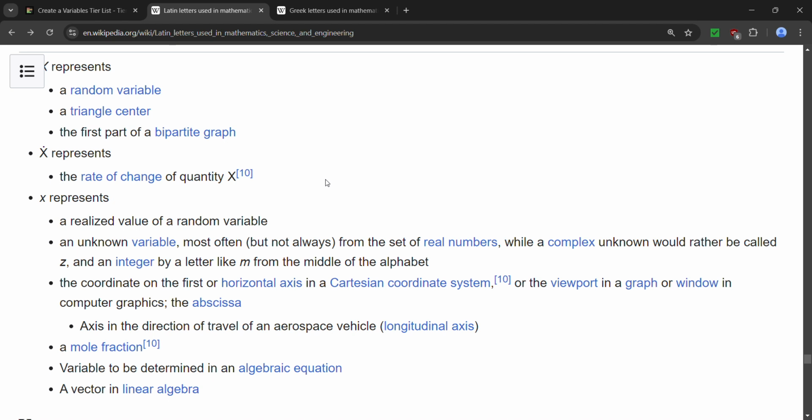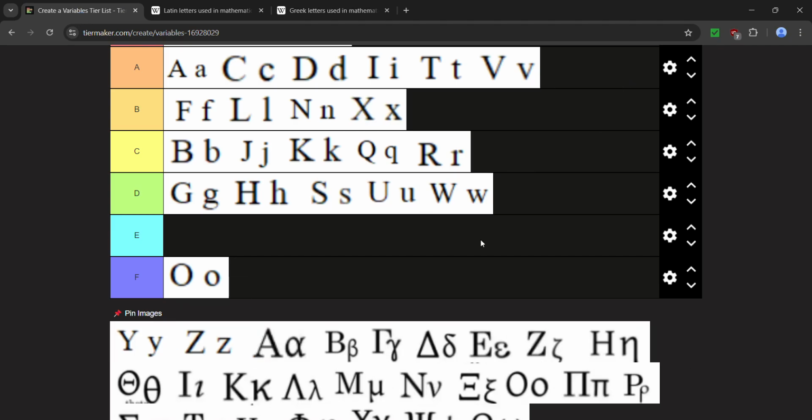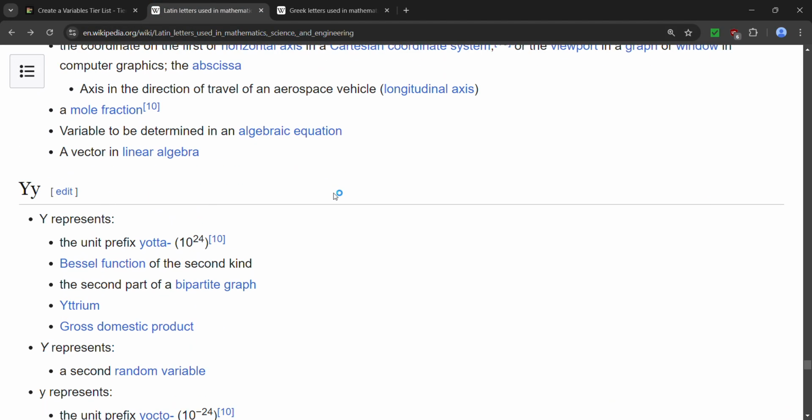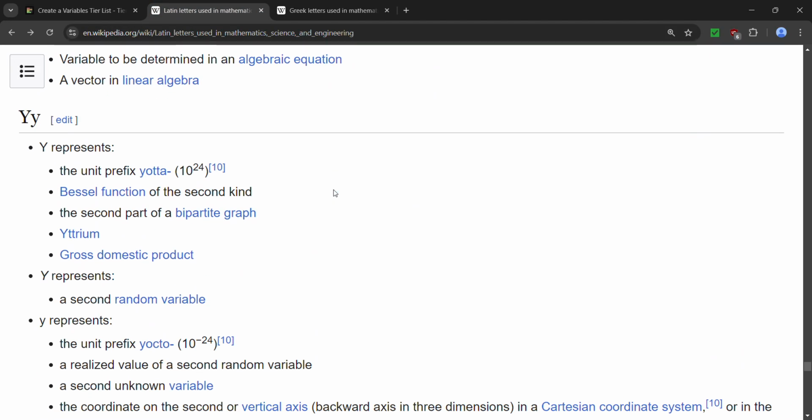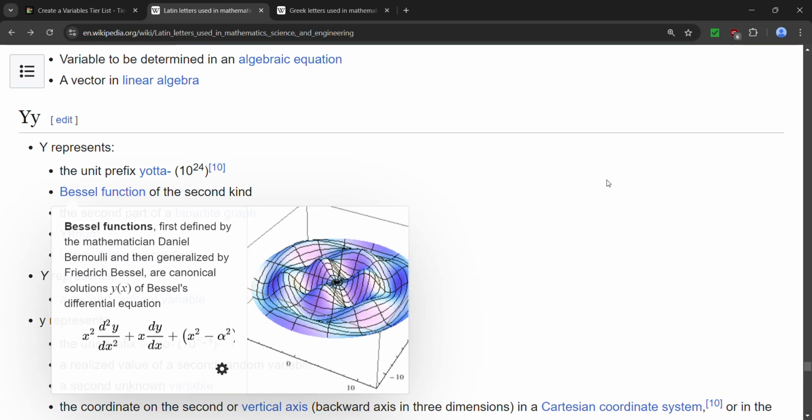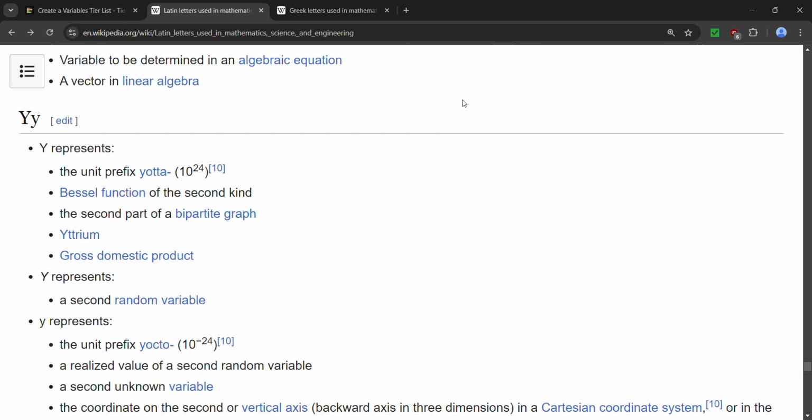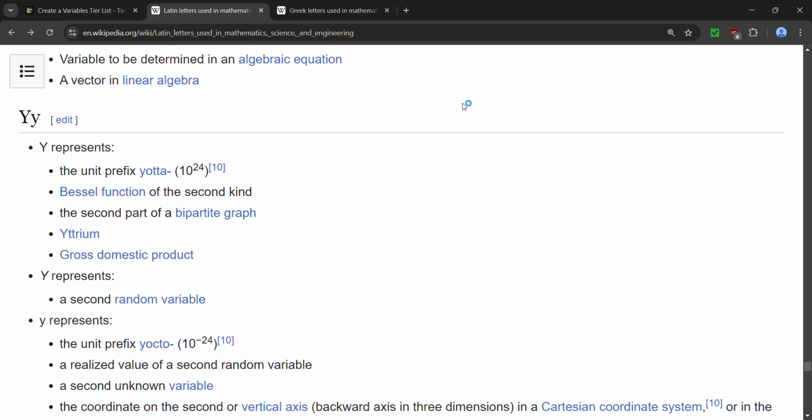Realize value of random variable, an unknown variable, the whole x-axis, that makes sense. A mole fraction, yeah, I gotta say I'm a little bit disappointed with x, but I want to give it B tier anyway, because, shout out to x. Okay, y, what do we got? Why are there so many different things that represent Bessel functions, man? I've seen y, j, L maybe, I don't know.